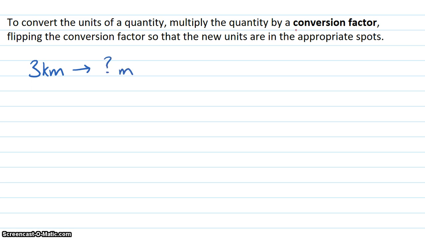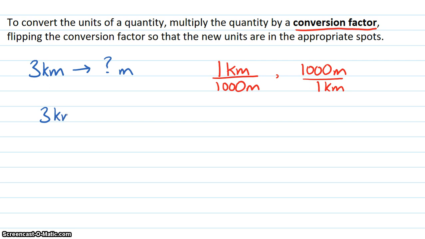Now, my conversion factor is going to be the ratio that compares meters to kilometers. So we know that in 1 kilometer there are 1,000 meters. But you can also say that there are 1,000 meters in 1 kilometer. What we're going to do is take our original data, the 3 kilometers, and multiply it by one of these ratios.